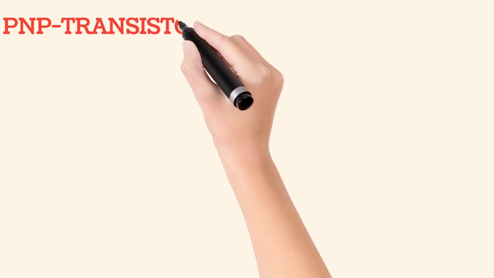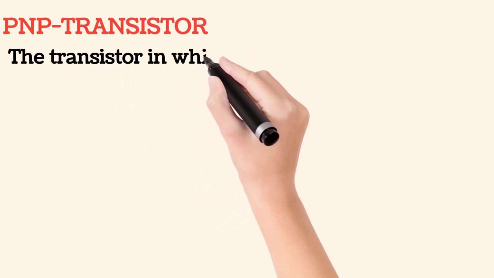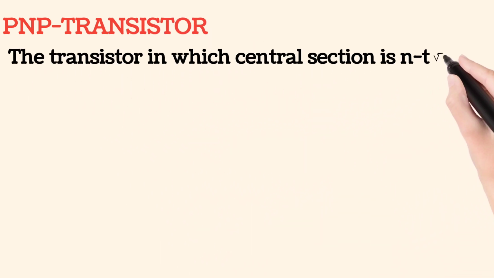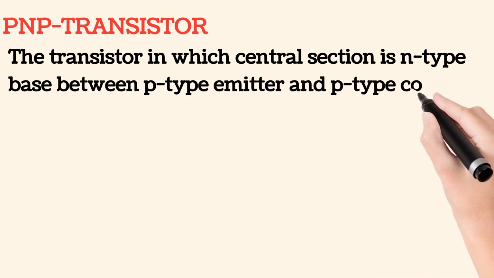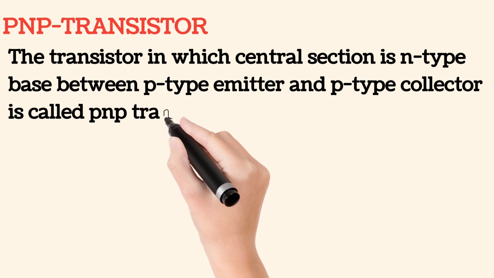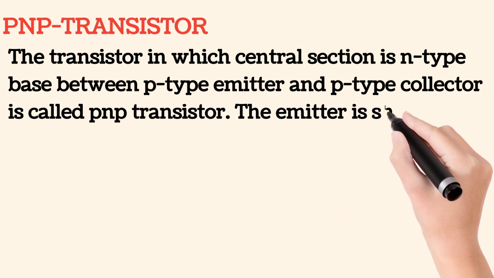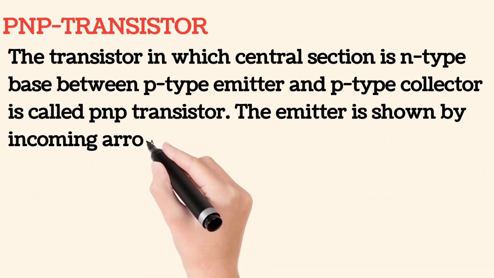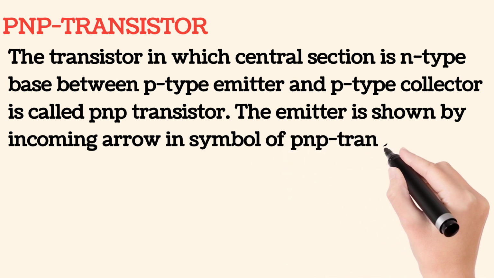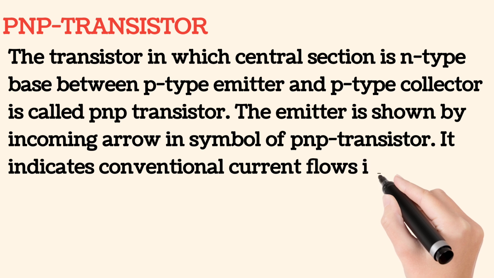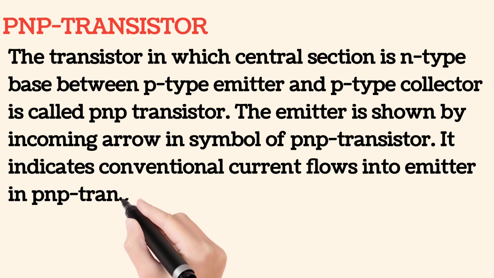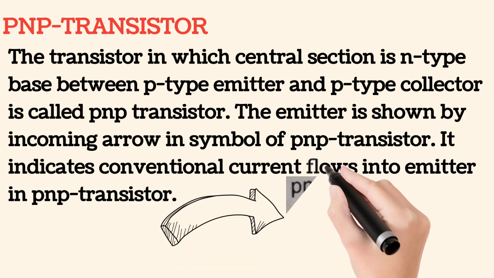PNP transistor. The transistor in which central section is N-type base between P-type emitter and P-type collector is called PNP transistor. The emitter is shown by incoming arrow in symbol of PNP transistor. It indicates conventional current flows into emitter in PNP transistor. As shown in figure.